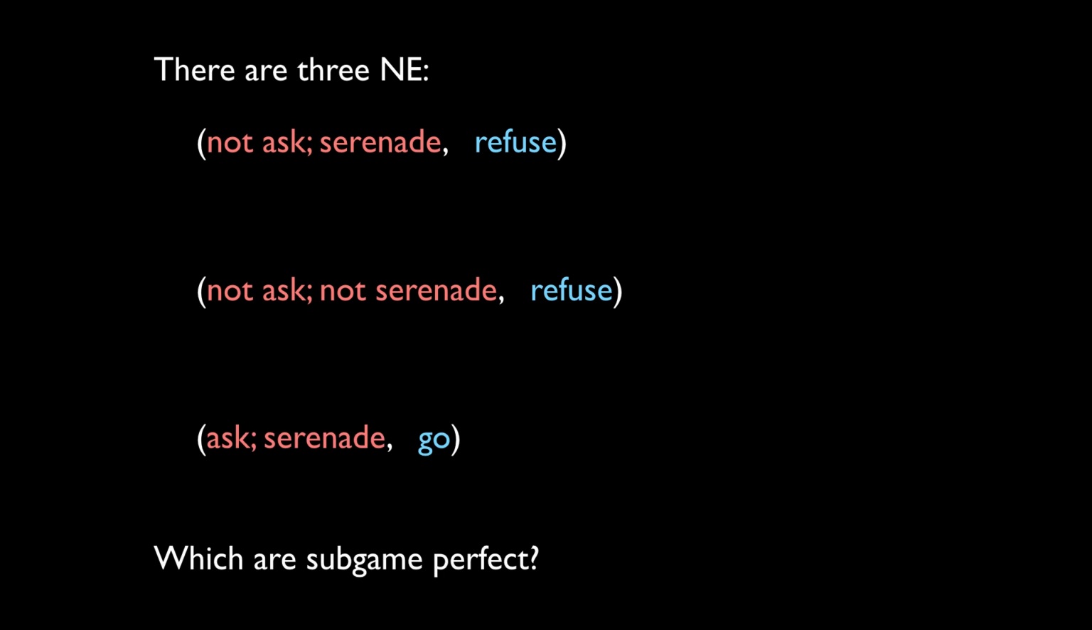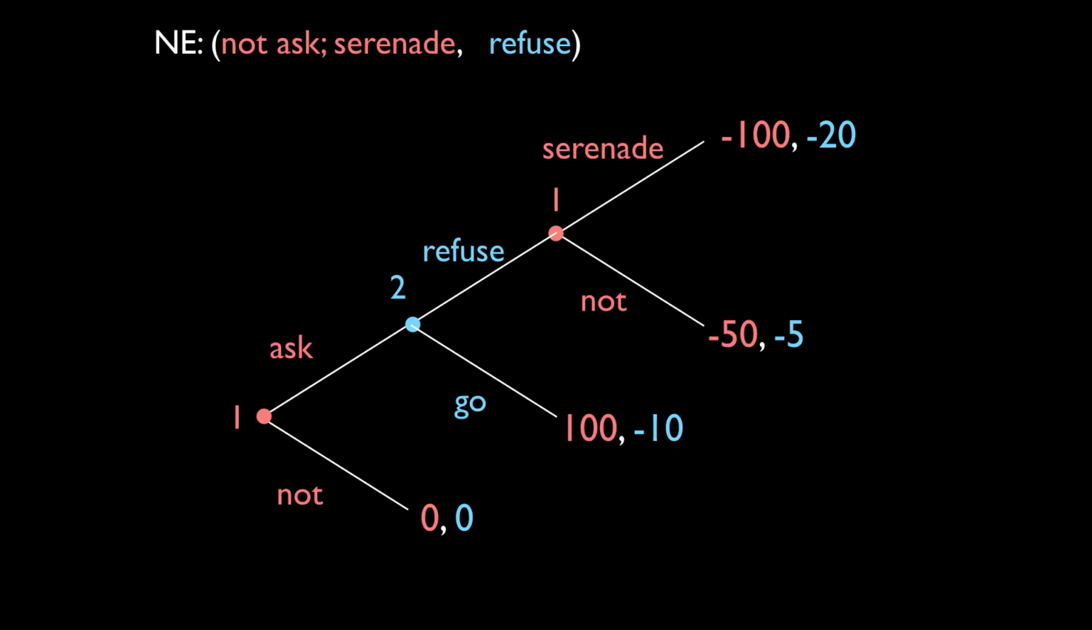Let's check whether they're subgame perfect. Let's do the first one: not asked, serenade, refuse. So it's this. Let's check. I'm going to put the arrows into the tree: not asked, serenade, 2 refuses. Is this subgame perfect? Let's check each time. Look at this subgame. Is this credible?